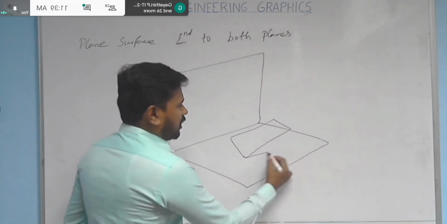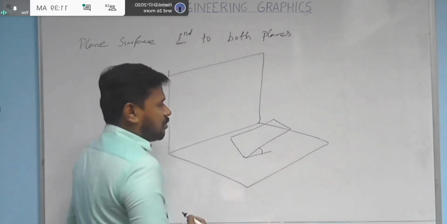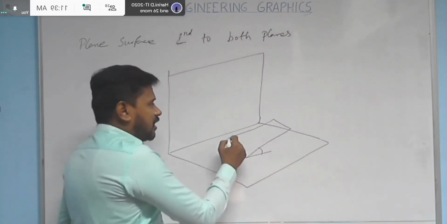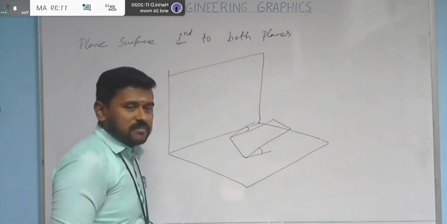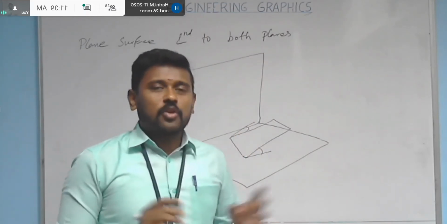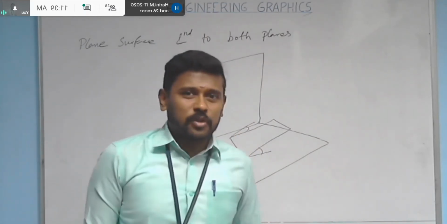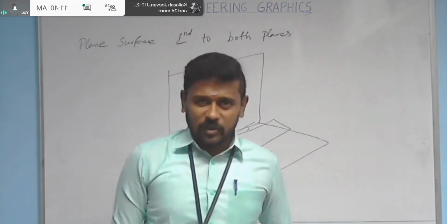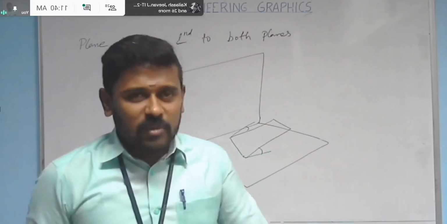So now this plane is having some angle of inclination with HP as well as with VP. So it's not parallel to both planes and not perpendicular to both planes. It is inclined to both planes. In this way also you can make a plane and you can draw the front and top views.